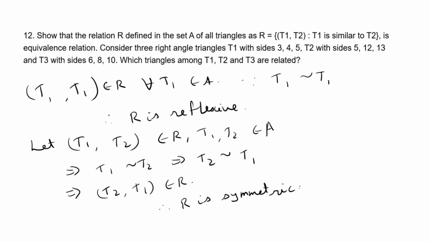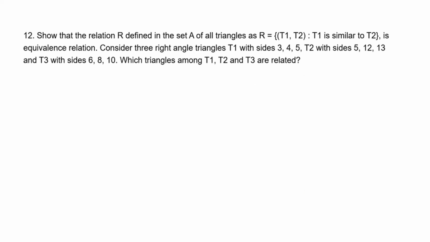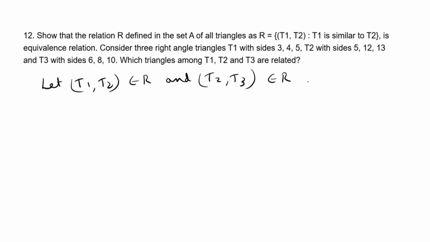Next, we have to prove R is transitive. So let us take T1, T2 belongs to R and T2, T3 belongs to R, where T1, T2, T3 all belong to A. So if T1, T2 belongs to R, it means T1 is similar to T2, and T2, T3 belongs to R means T2 is similar to T3.